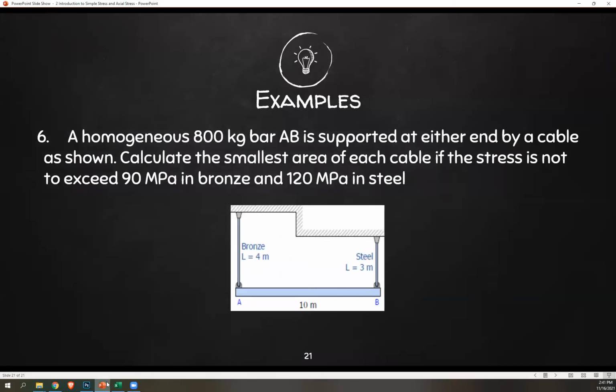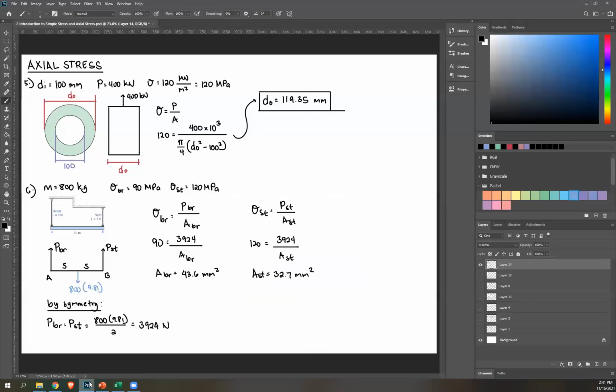Now, let's read the question again. Smallest area of each cable. That means our final answer is both. Okay? Now, if the question is, what is the allowable diameter of the cables? Okay, there's no mention of each. Then you should use 43.6. So minimum area, cross-sectional area of cable is 43.6. Okay? So it's opposite with your force. If we're looking for maximum force, you take the smallest value. If you're looking for minimum area, minimum dimension, you get the highest value.